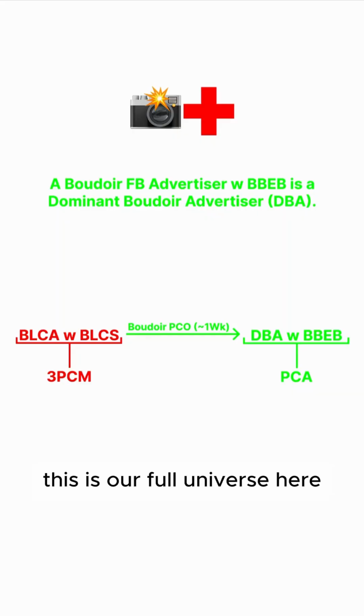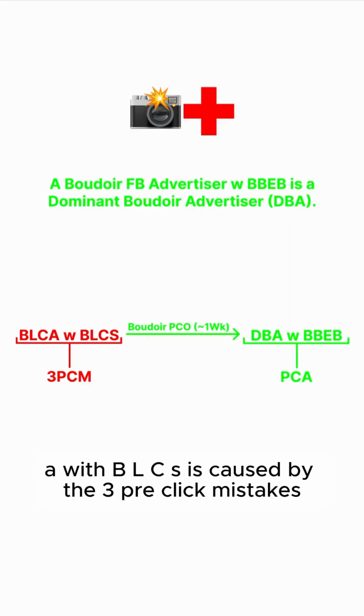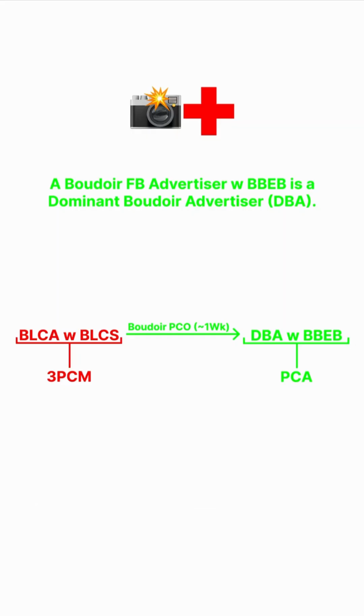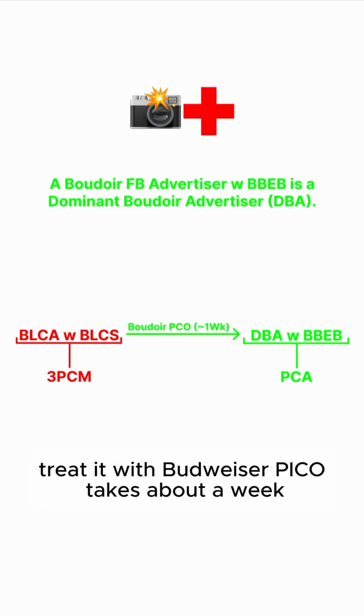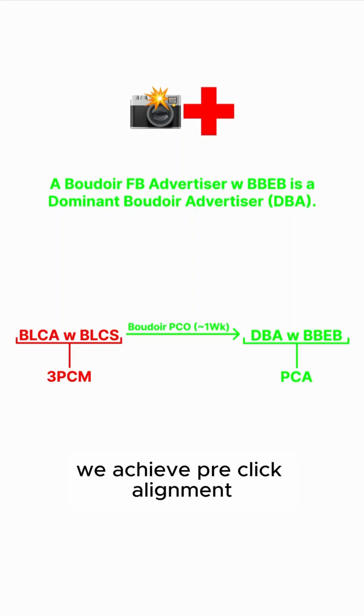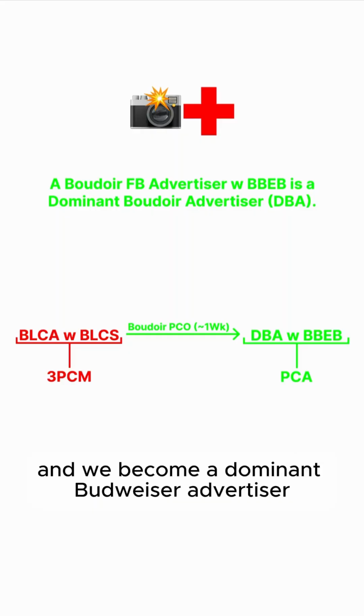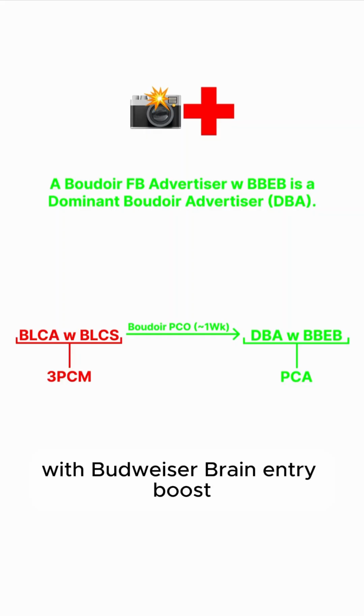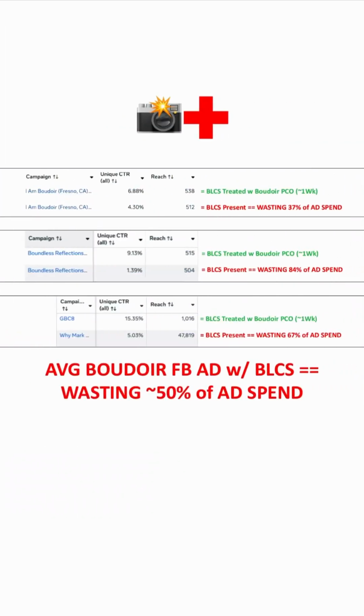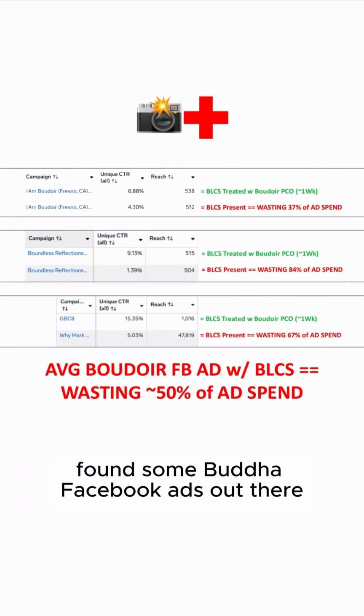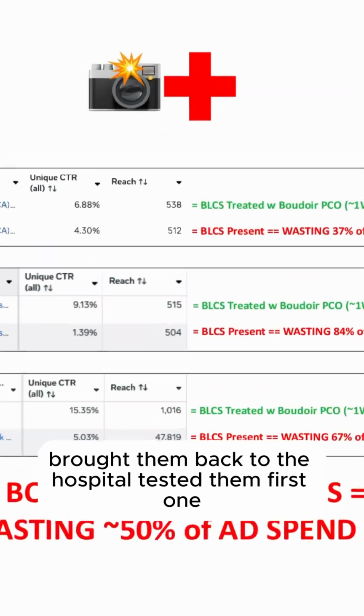So this is our full universe here. A BLCA with BLCS is caused by the three pre-click mistakes. And we treat that, easy to treat it with Boudoir Pico, takes about a week. We achieve pre-click alignment, and we become a dominant Boudoir advertiser with Boudoir brain entry boost. So it's from my residency, found some Boudoir Facebook ads out there, brought them back to the hospital, tested them.